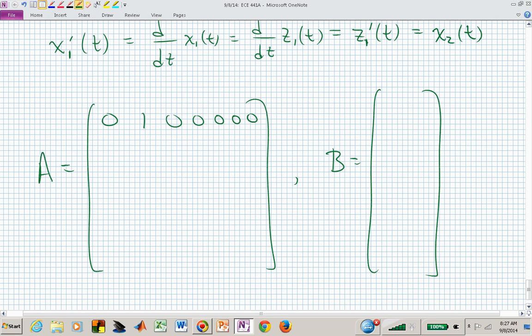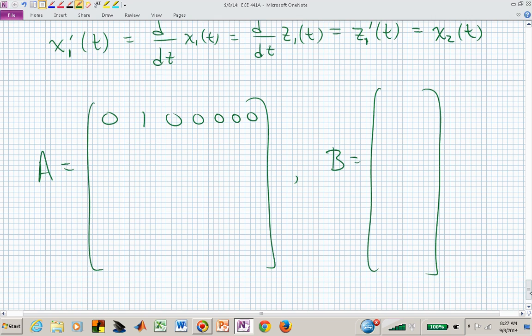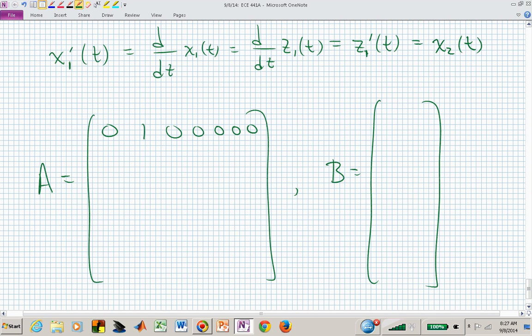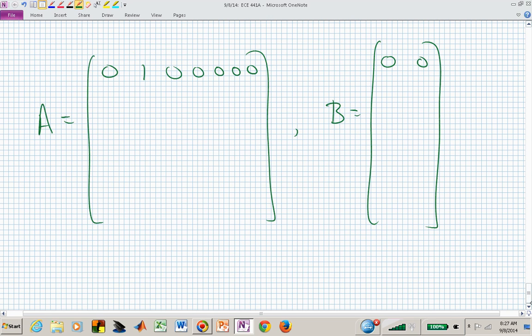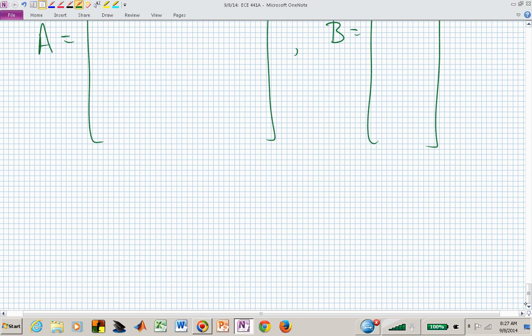7 of those 49 are pretty easy to find. What's the top row in the input matrix? Did we have any u's present in our x1 prime equation? We have x1 prime is equal to x sub 2. There is no u. The top row of B is now all 0. Questions on that? That's the easy one, if you remember how you defined z1 prime. Now let's look at x2 prime.